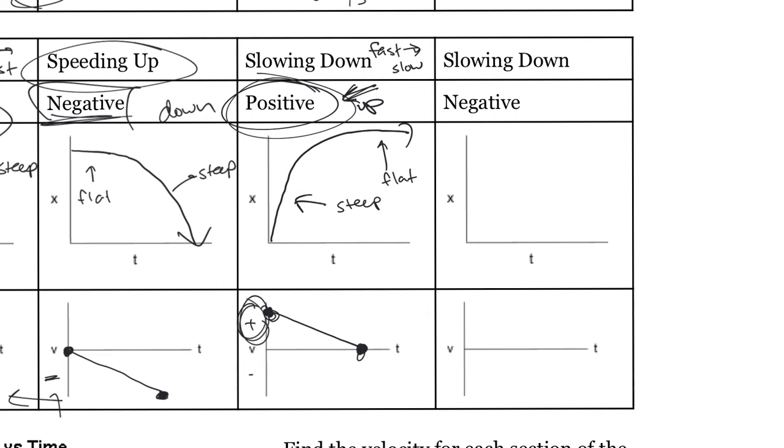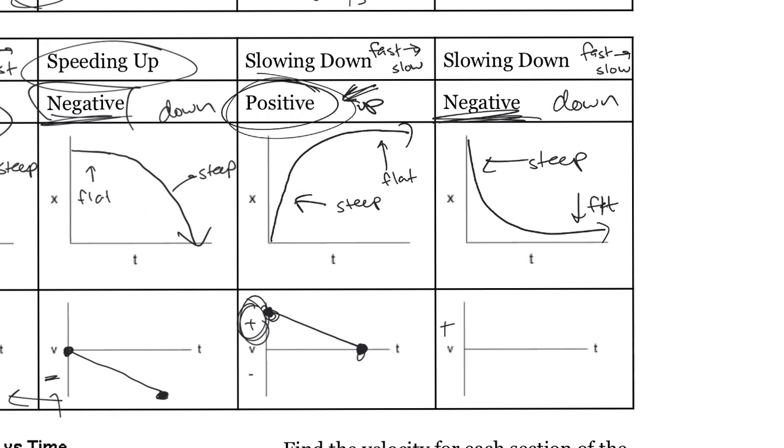And then our last one for this, slowing down in the negative direction. So we're still going fast to slow, which is steep to flat, but now we're going down. So we start off going steep, down, and then as time passes, we're going to flatten out, like so. So we went steep to flat, but our graph is going down this time because we're going in the negative direction.